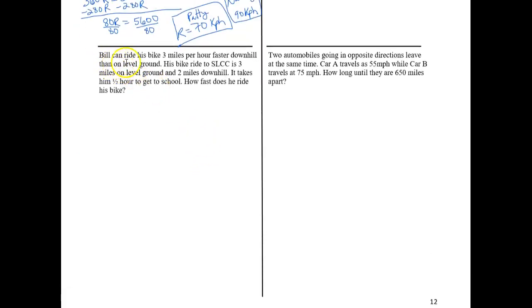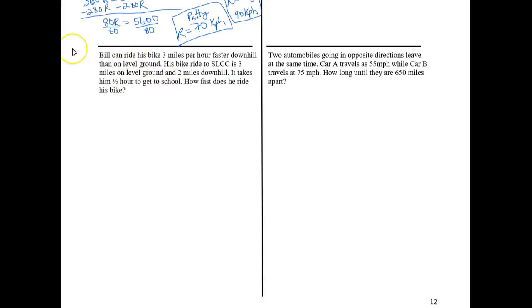This one says, Bill can ride his bike 3 miles per hour faster downhill than on level ground. His bike ride to Salt Lake Community College is 3 miles on level ground and 2 miles downhill. It takes him a half hour to get to school. How fast does he ride his bike? All right, so we're going to do the same thing.